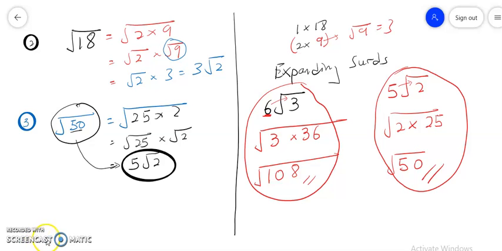I hope you understand the basic fundamental of surds. So this is your lesson 1.